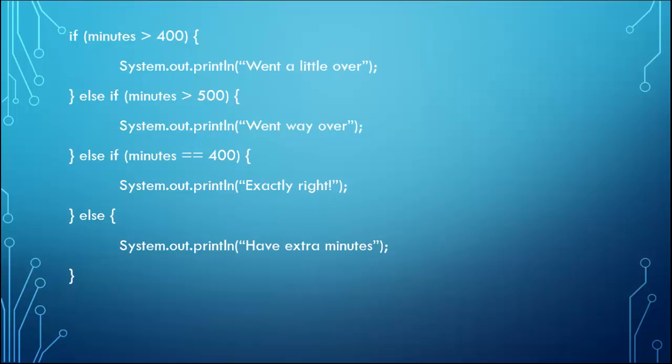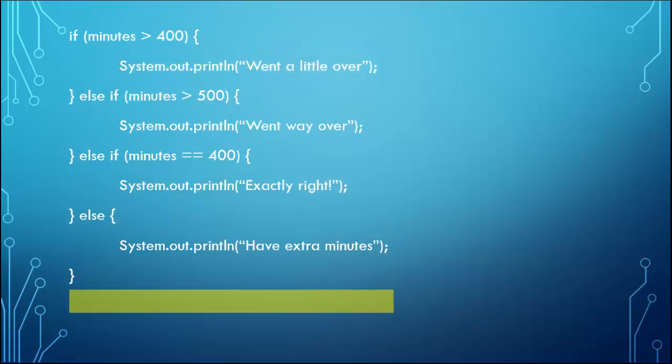And to show you one last easy error to make, I've flipped the first 2 conditions. So now it says if minutes is greater than 400, we'll print out you went a little over. Else if minutes is greater than 500, we'll print out you went way over. This isn't going to work. And let's say that minutes is equal to 550. That'll demonstrate how. So we'll run our code here. If 550 is greater than 400, that's true. We'll display you went a little over.